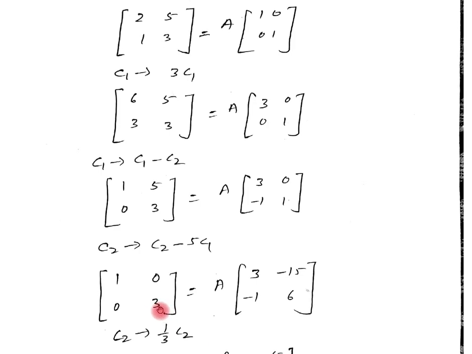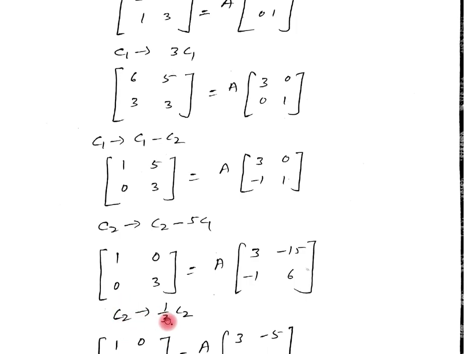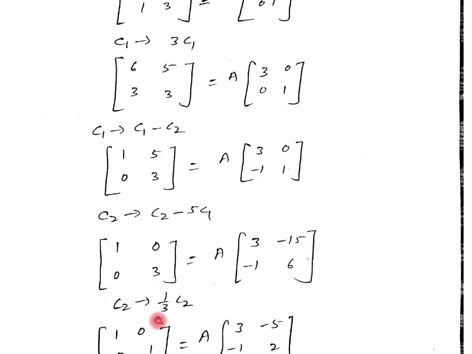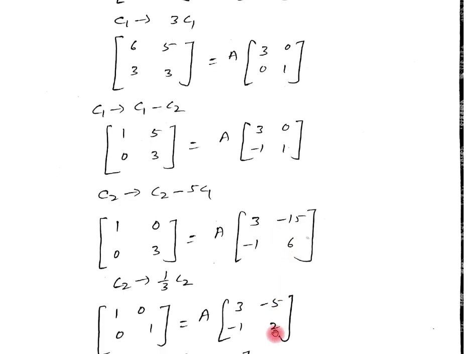Now what I have to do? I only have to make it 1. Then applying here C2 to 1 by 3 C2, because 3 divided by 3 is 1. Now again the first column will remain as it is. Then dividing each element of the second column by 3. 0 by 3 is 0, 3 by 3 is 1. Similarly here, the first column will remain as it is, dividing the second column by 3. Minus 15 divided by 3 equals minus 5. 6 divided by 3 is equal to 2.